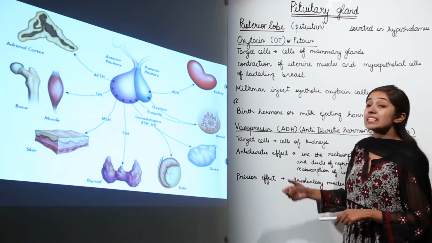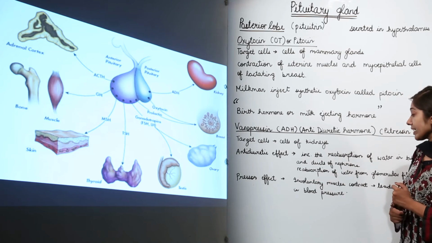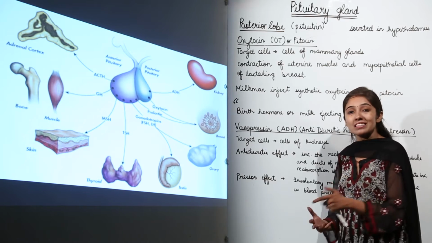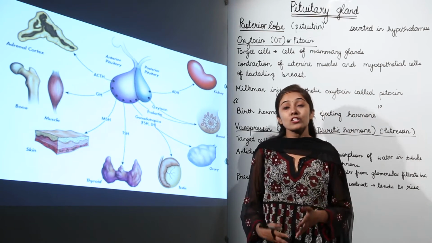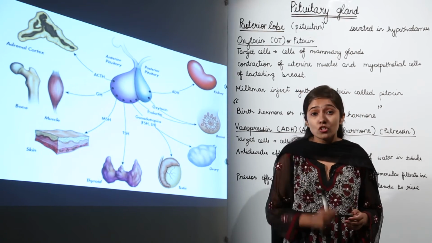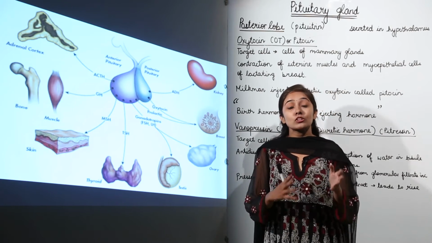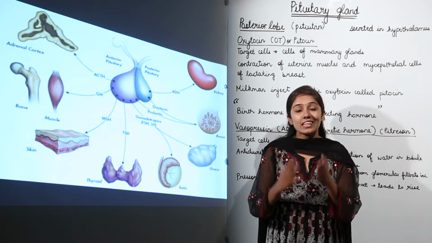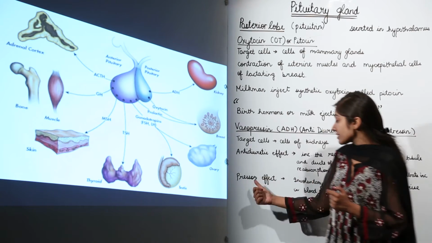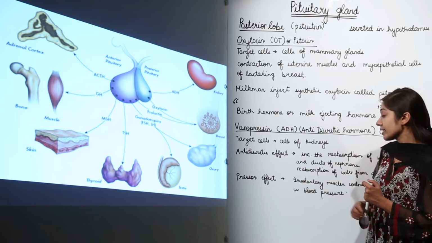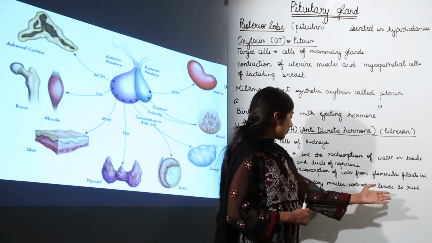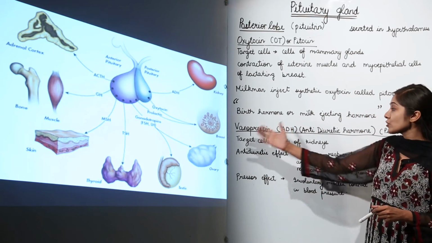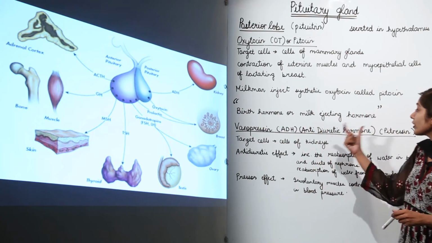Then it also has a pressor effect. Now what is this pressor effect? When the involuntary muscles contract. Now involuntary muscles means the muscles whose functioning is not under your will, under your control. For example, the muscles of the intestine, the muscles of the gallbladder are not under your control. So these are the involuntary muscles. So the pressor effect means the involuntary muscles are going to contract, which is going to lead to a rise in the blood pressure. So it is the pressor effect of vasopressin hormone, that is antidiuretic hormone.